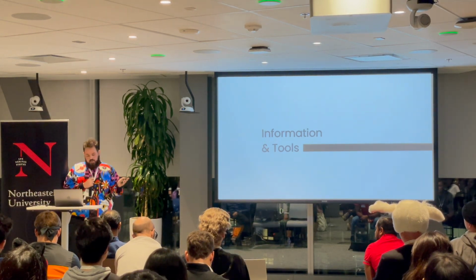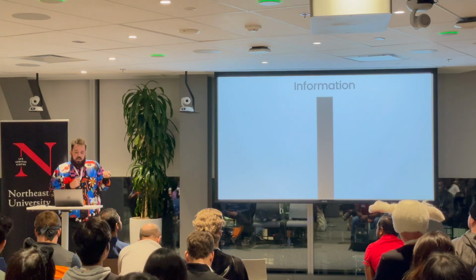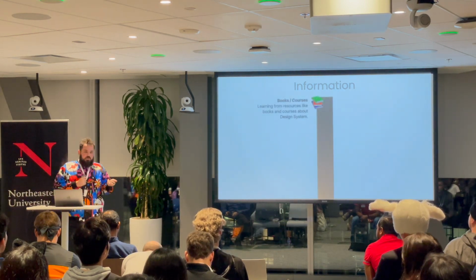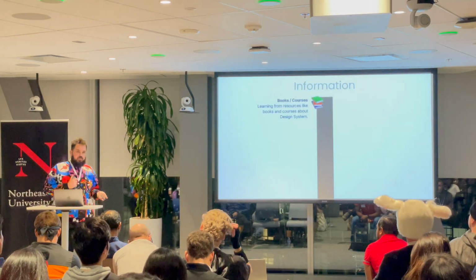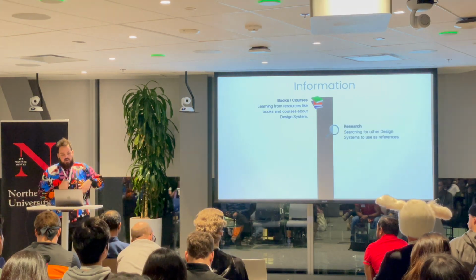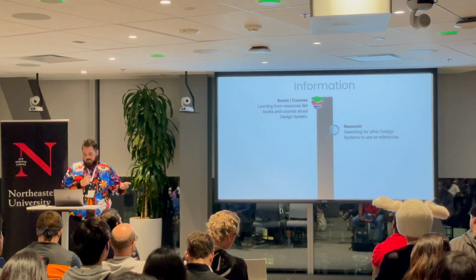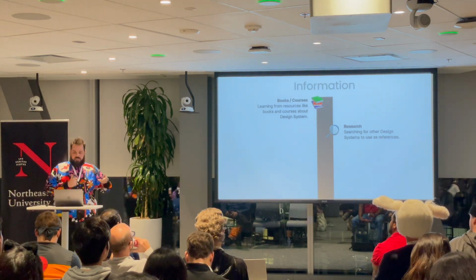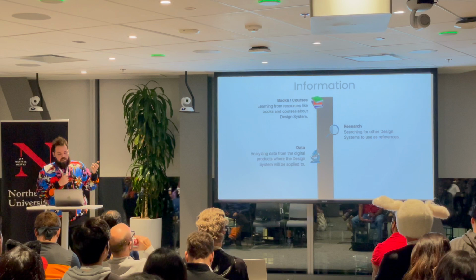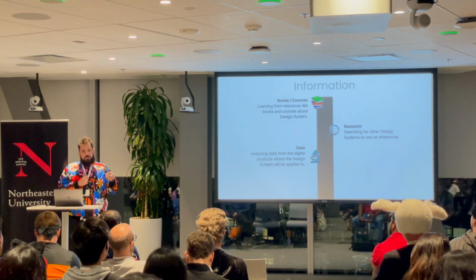Let's start with information and tools first. As possible tasks to do in terms of information, you can read books, you can attend courses online or in person, you can do research, you can go and check the King's design system to see how they're doing their components. You can analyze data of your own product.